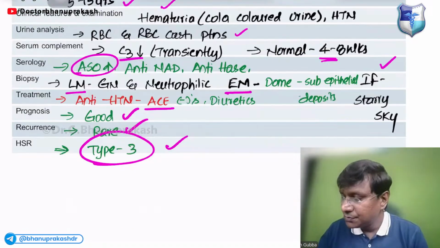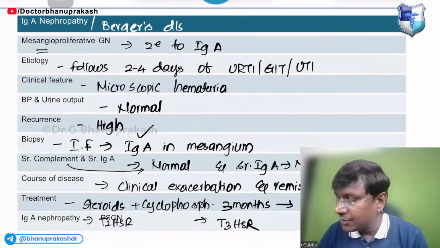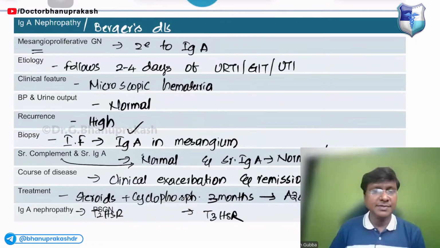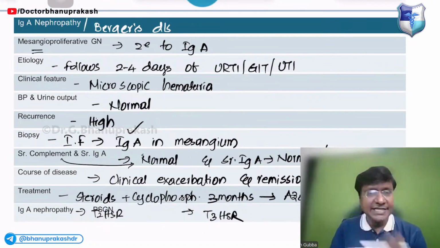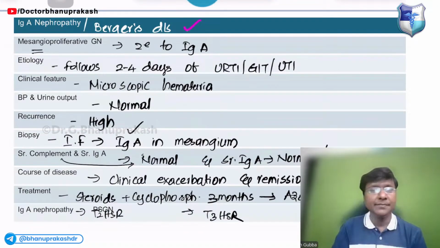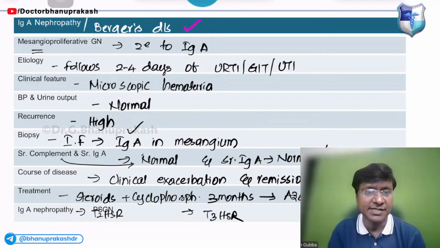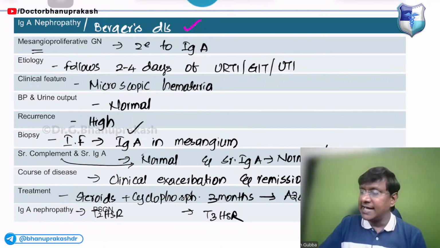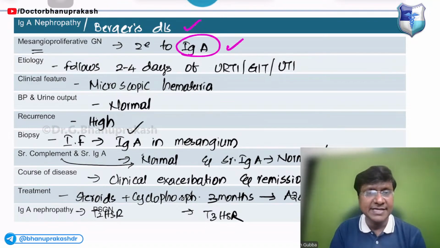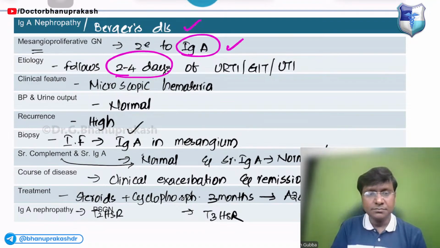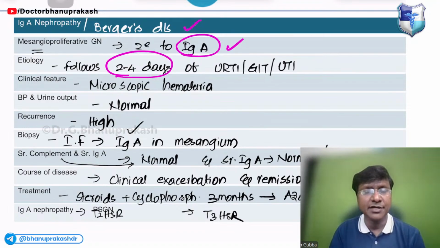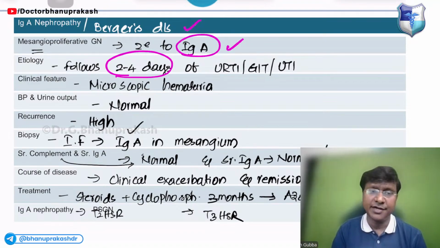Now, coming to the next important etiology that causes nephritic syndrome, that is IgA nephropathy. The other name for this is Berger's disease, or it is also called mesangial proliferative glomerulonephritis because there is proliferation of the mesangial cells, right? And here the IgA will deposit within the mesangial cells, resulting in mesangial proliferation. This IgA nephropathy will occur 2 to 4 days after the development of an upper respiratory tract infection or gastrointestinal or urinary tract infection.